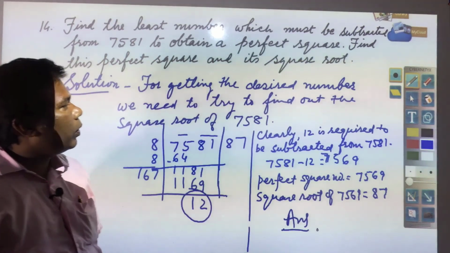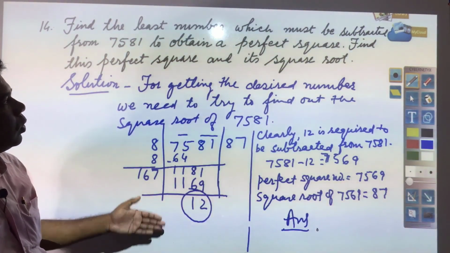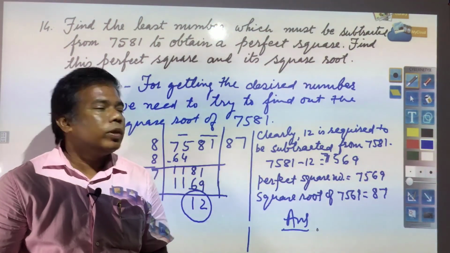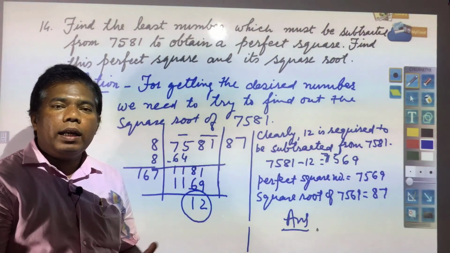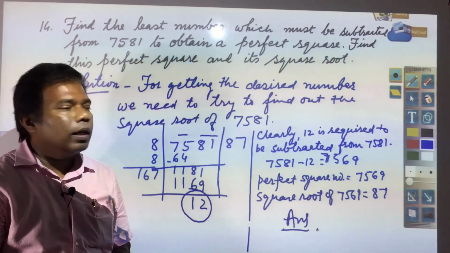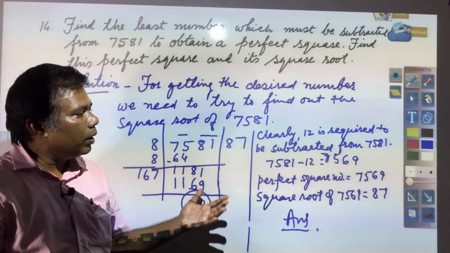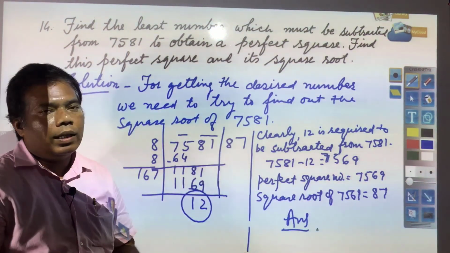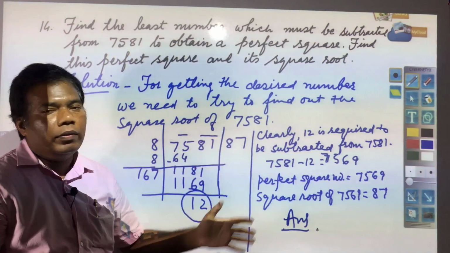So, in this way questions are required to be solved. Up to here I do not think any problem you should have. Try again and again, practice again and again, try to solve yourself again and again. Definitely you will learn, and you will be perfect in finding out square root by division method.